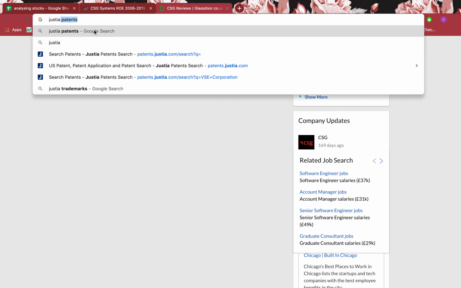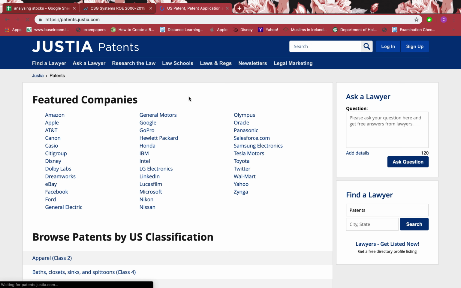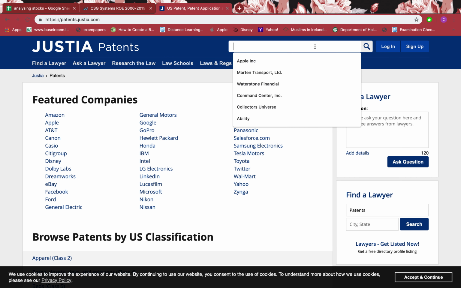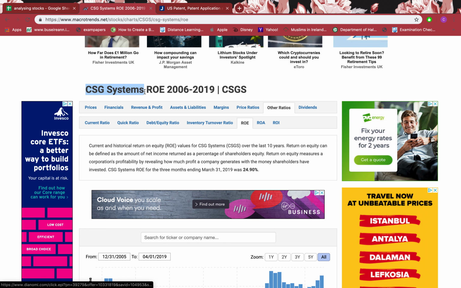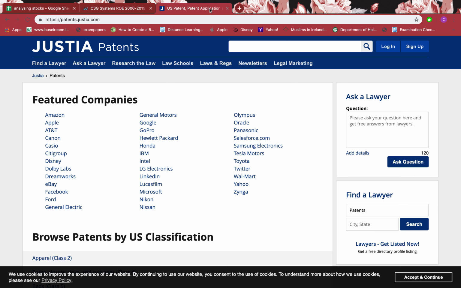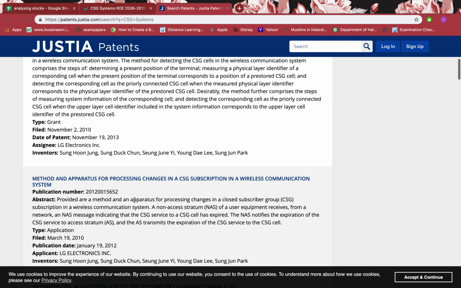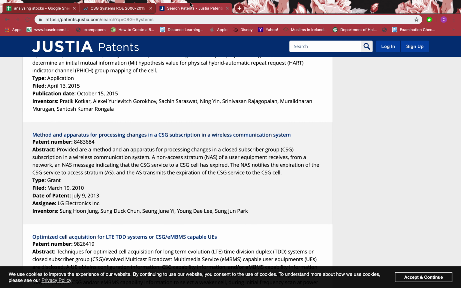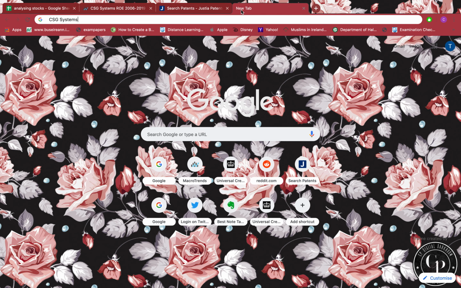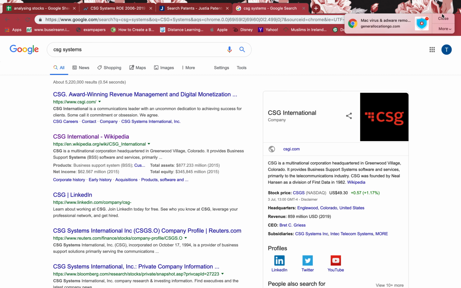And then I want to go to Justia Patents to see if it has any patents or not. You can see the link in the description. I will just copy this and paste it. Okay, so what I'm more interested in is, actually I'll do it again because I want to make sure that's exactly what it is. CSG International.